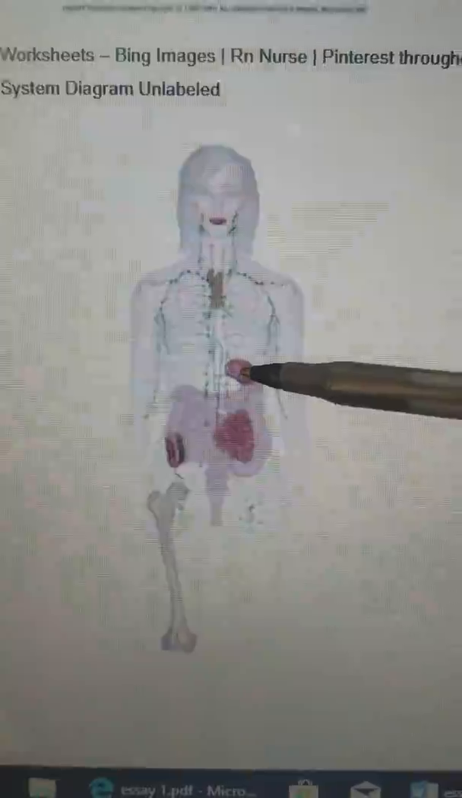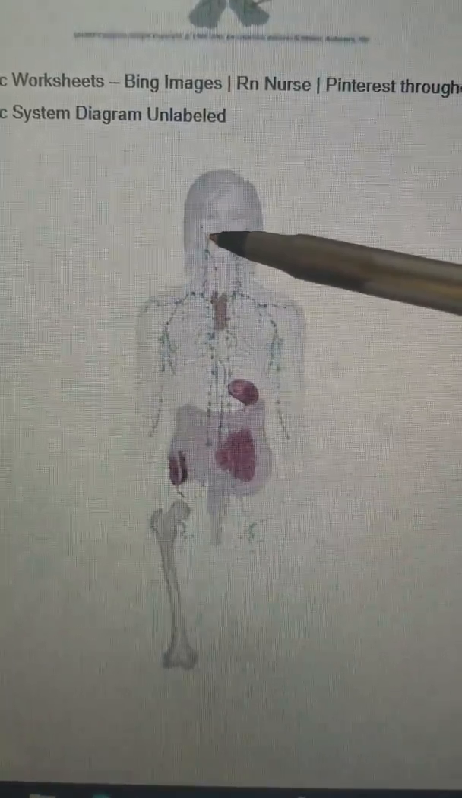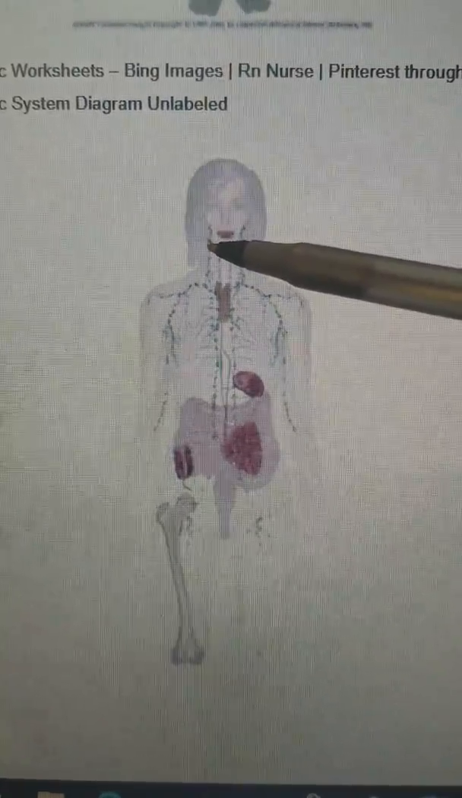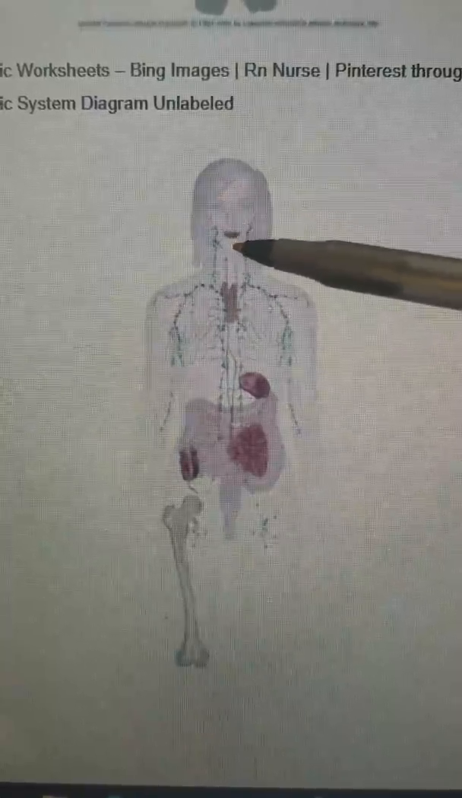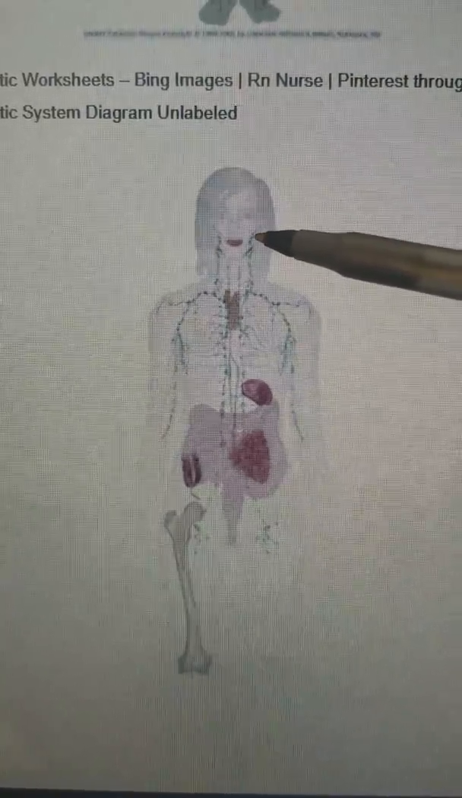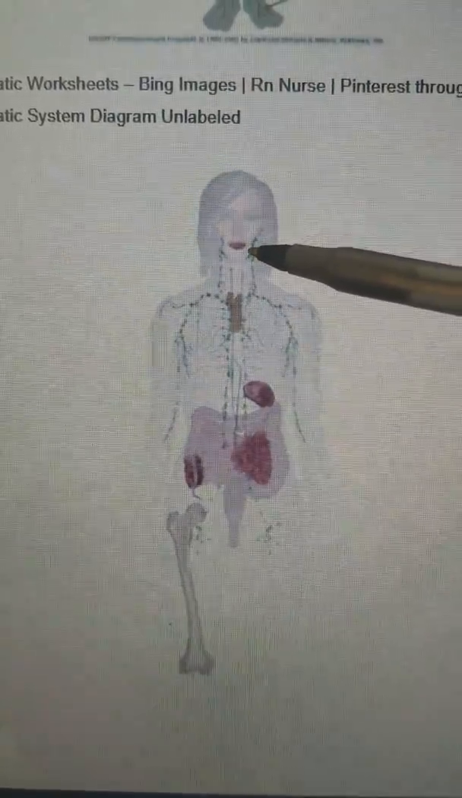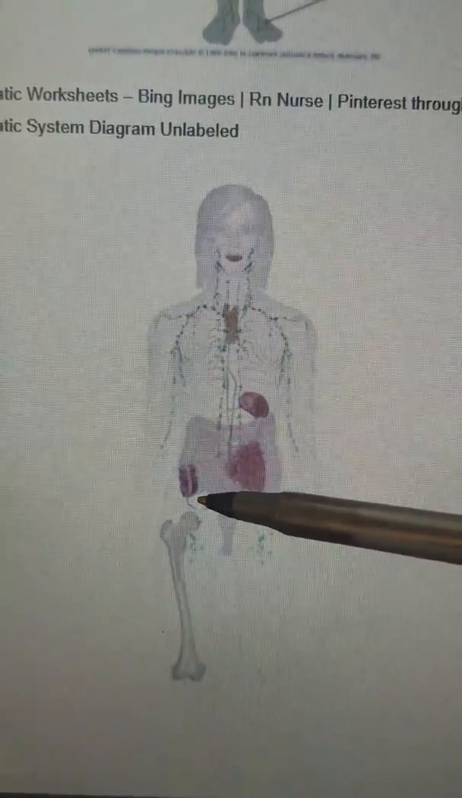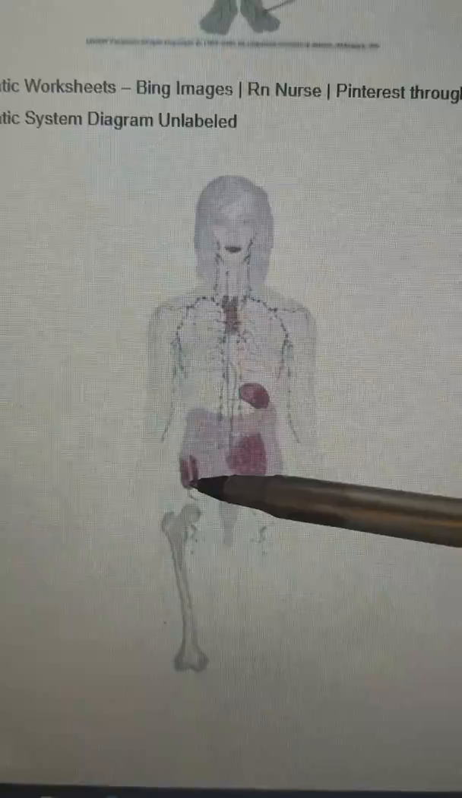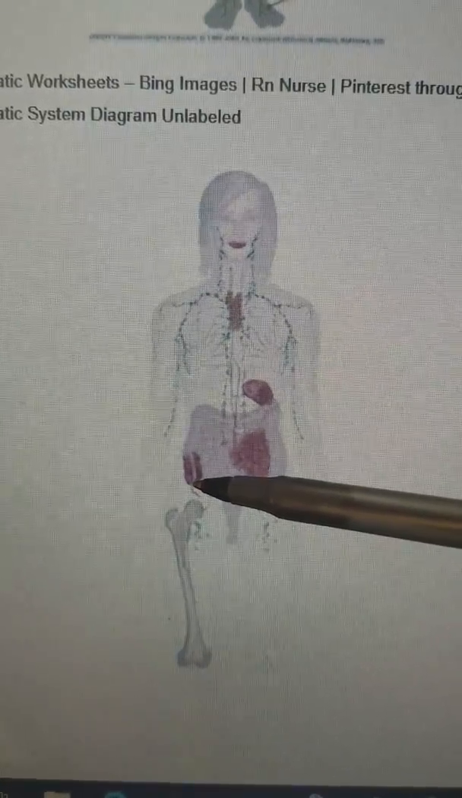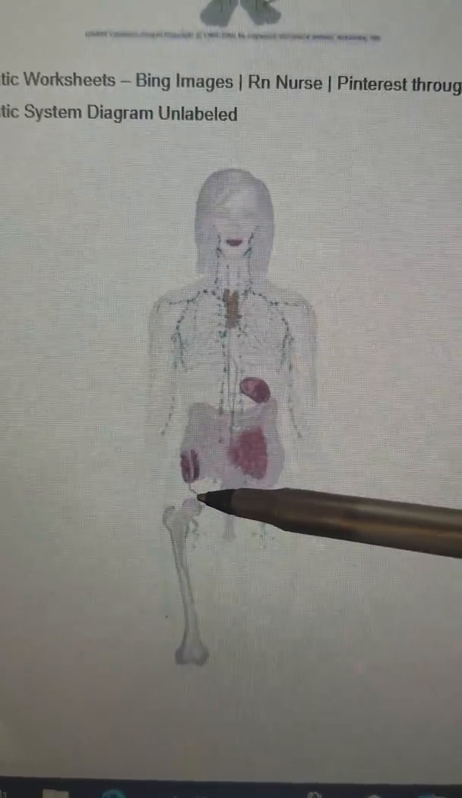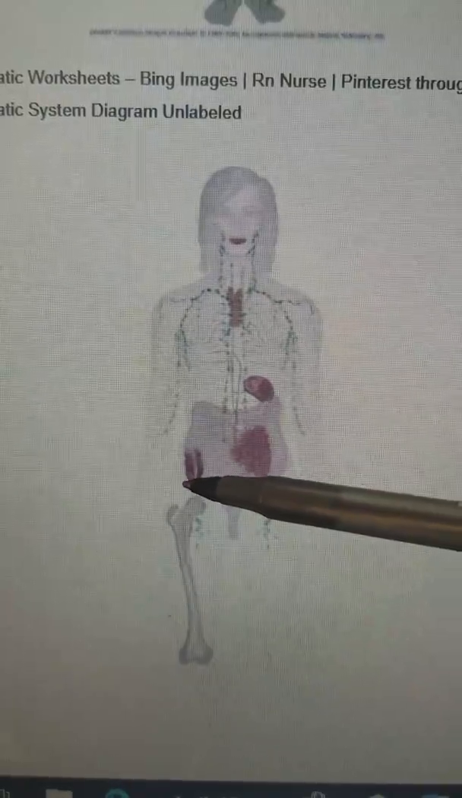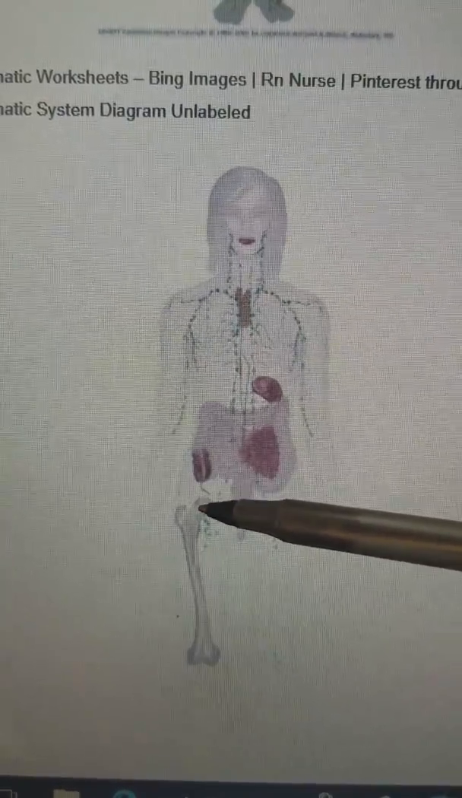Next is your tonsils, which is located right here. These are where the tonsils are located. They're usually right in front of the ear in the throat area. And next is your appendix, which is here. This is like a little tail that hangs off of your large intestines. This is what's called your appendix. This is located here.